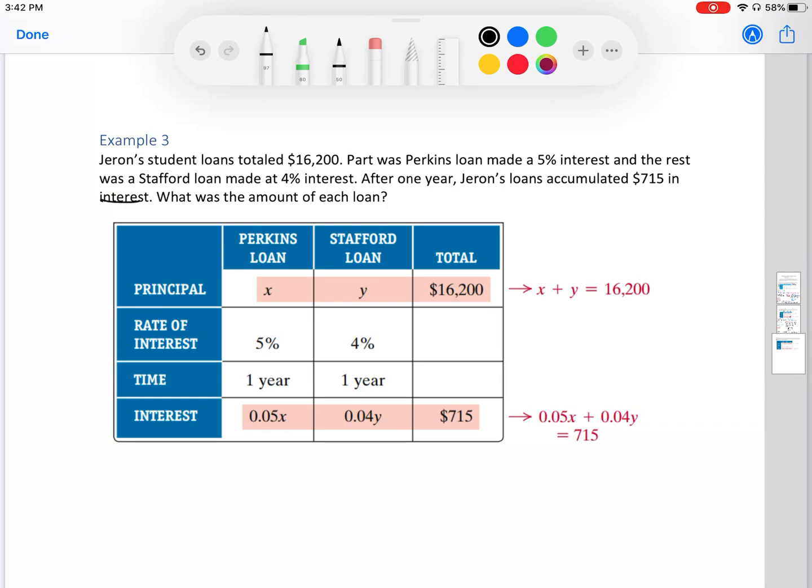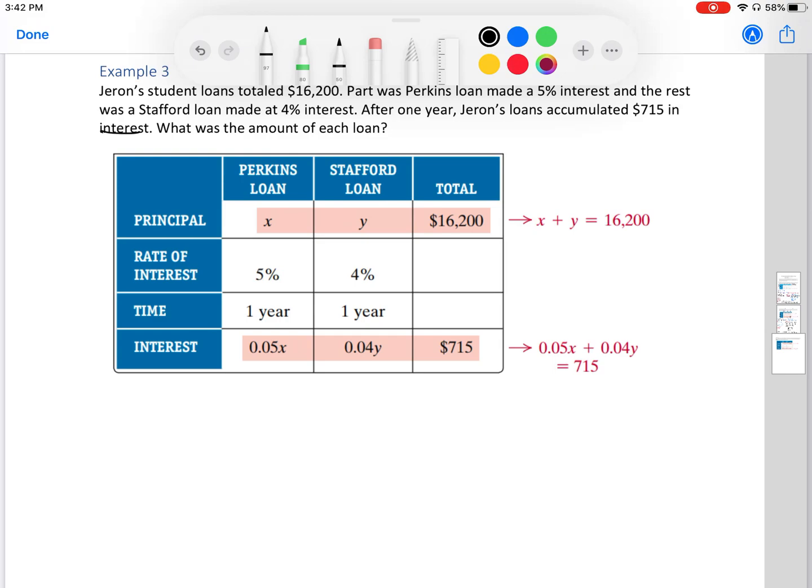Okay, so we're taking a look at the student loans after a year, and these two loans are equaling a total of 16,200. We have to consider the percents and their interests. So for our two equations, you can always make a chart. We have one for the loans, these two loans, Perkins and Stafford. Their total is 16,200.